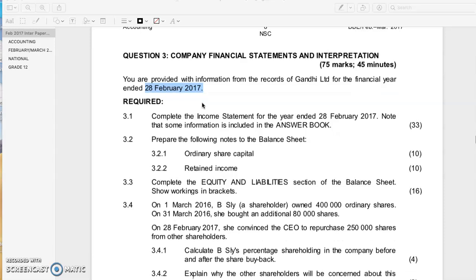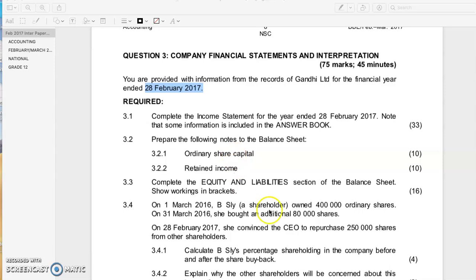Today we're looking at the financial statements of Gandhi Limited for the year ended 28th February 2017. Now, as you can see, we have a lot to do. There's an income statement, there's balance sheet notes, there's an equity and liability section in the balance sheet. So we have lots to do, we cannot spend too much time on one thing, so I'm going to try and pick up the pace.